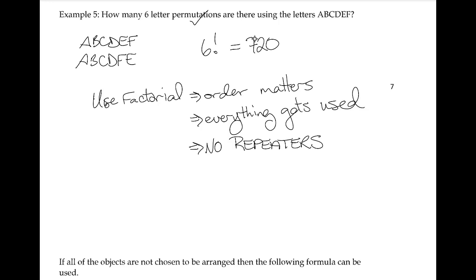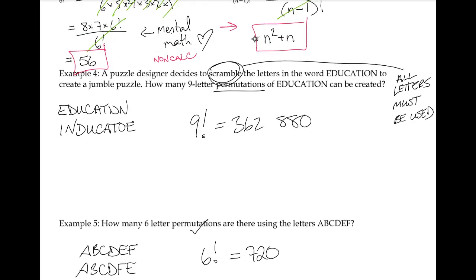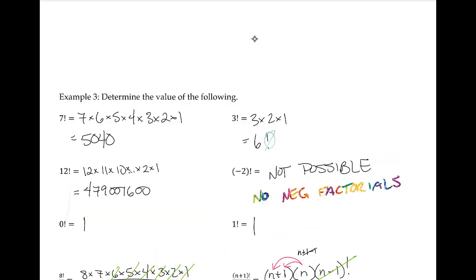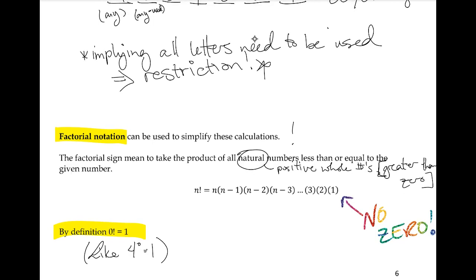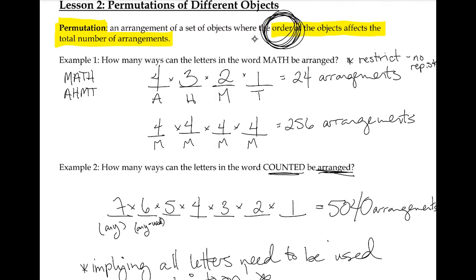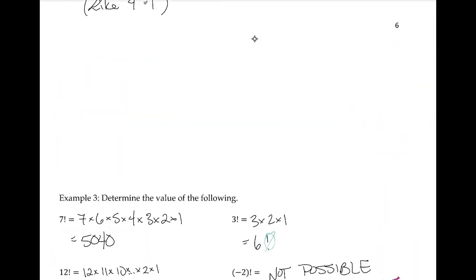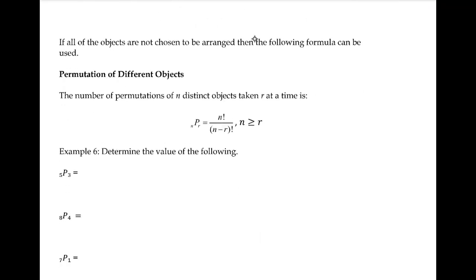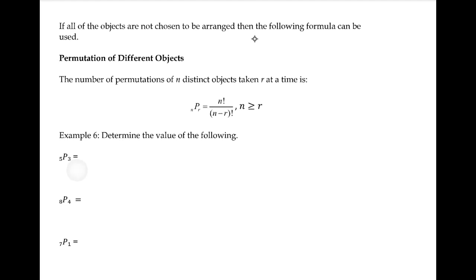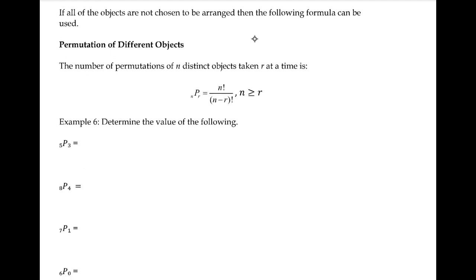So you'll notice in all the words that we've seen so far, education, and if we go up here and we look at continue or counted or math, we only have each letter showing up once. Okay, so that's really important to note. So if all the objects are not chosen to be arranged, then we need to start using a different formula because we're no longer going all the way down to 1.